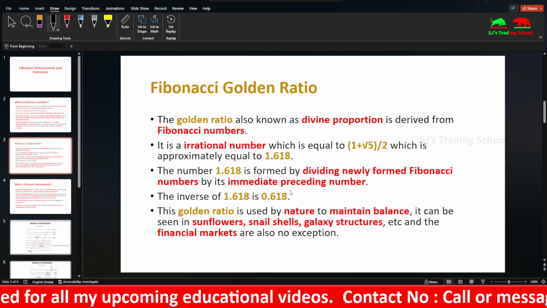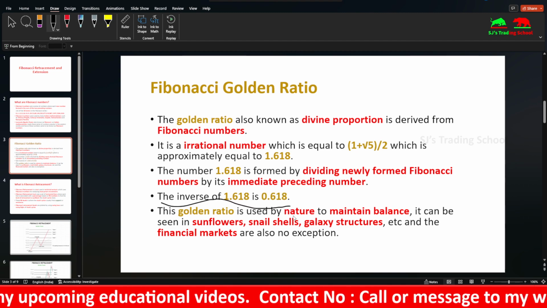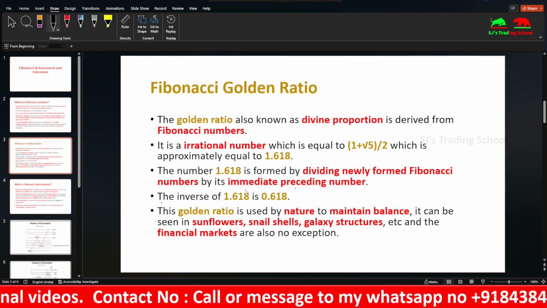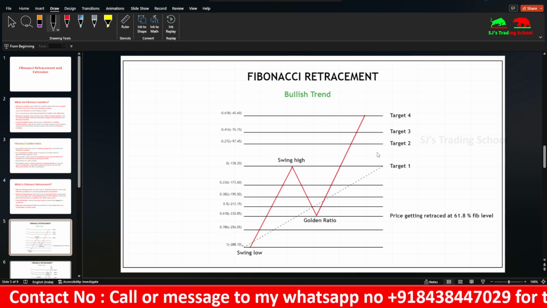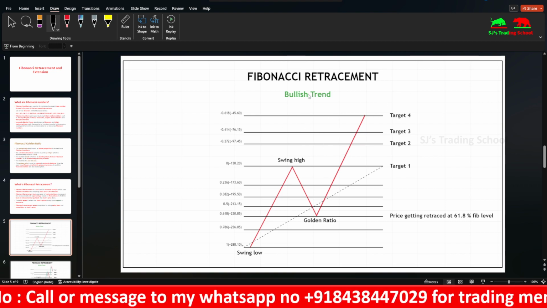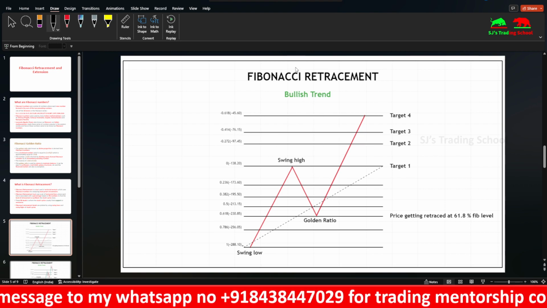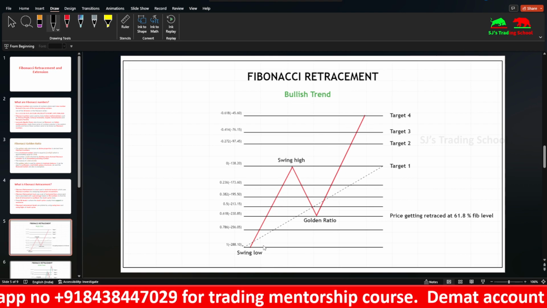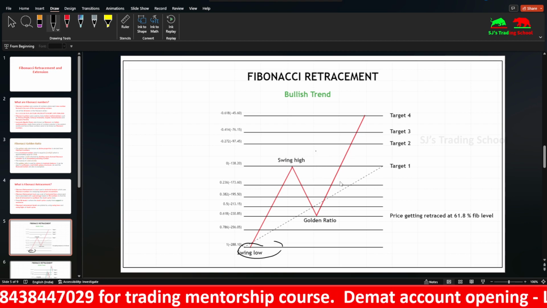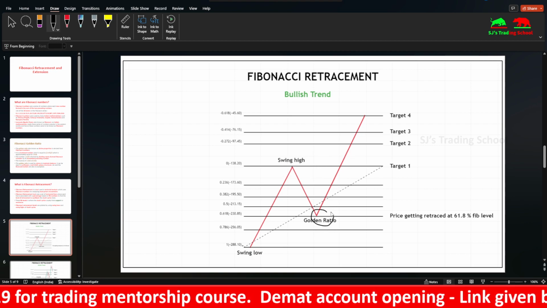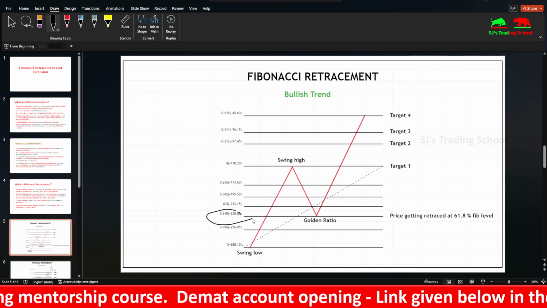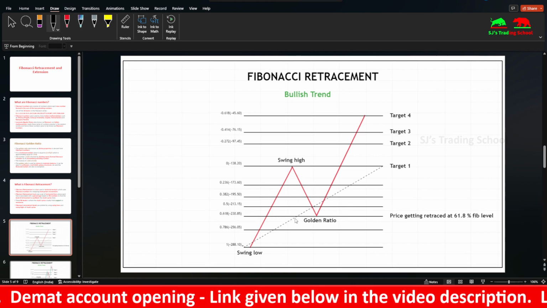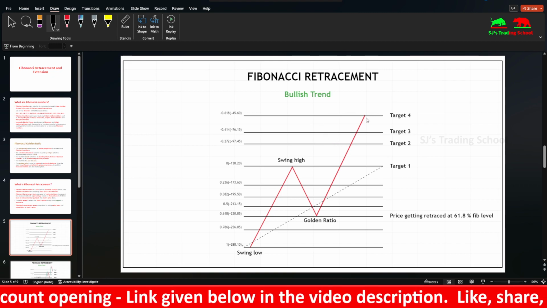You can also see the inverse. The inverse of 1.618 is 0.618. This number is also very important. So this is how the structure looks live. This is the trend, a bullish trend. This is how the structure will look, and these swing lows and swing highs are taken, and this is where the stock price gets retraced at almost 0.618, which is the inverse of 1.618, the golden ratio, and then it goes almost here.